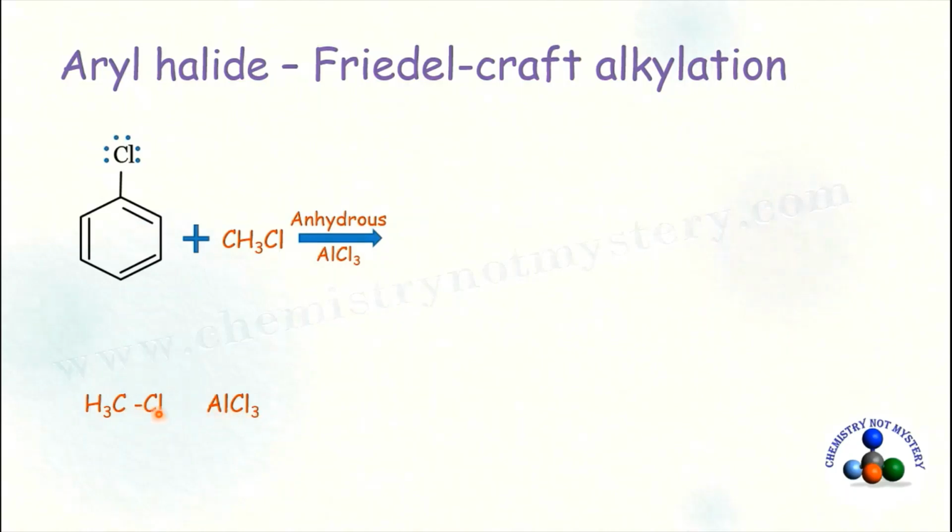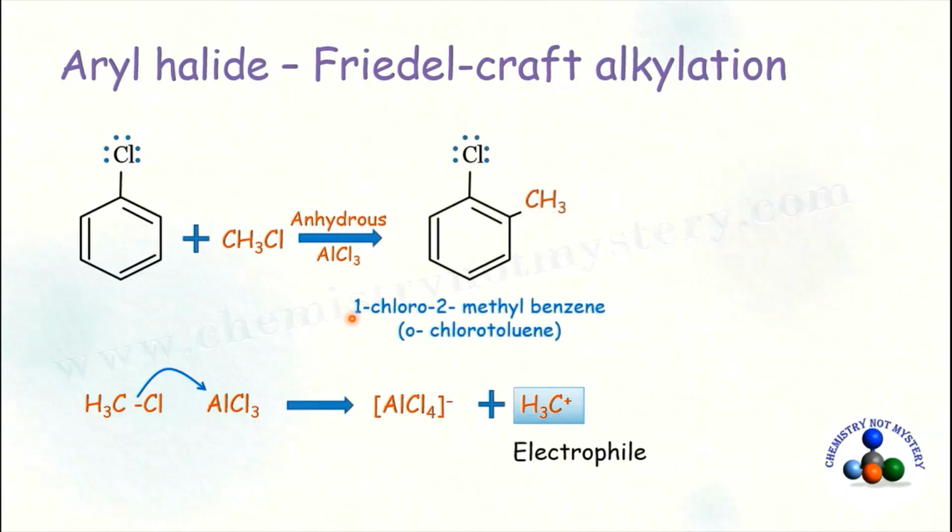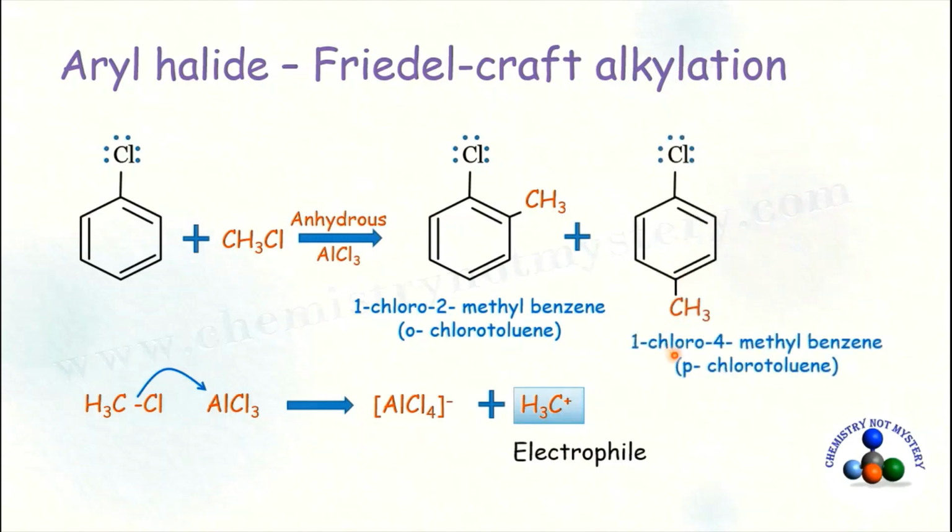AlCl3 accepts chloride ion from the alkyl halide and as a result AlCl4 negative ion is formed and CH3 positive carbocation is formed, which serves as an electrophile. When the electrophile gets attached to aryl chloride, either it gets attached to the ortho position and results in the formation of 1-chloro-2-methylbenzene, or the other name is ortho-chlorotoluene. And when it gets attached to the para position, it results in the formation of 1-chloro-4-methylbenzene, or para-chlorotoluene is the other name of this product.